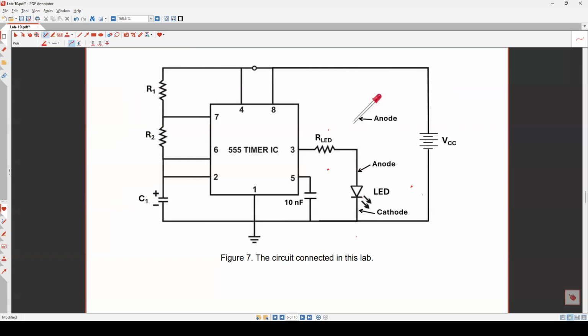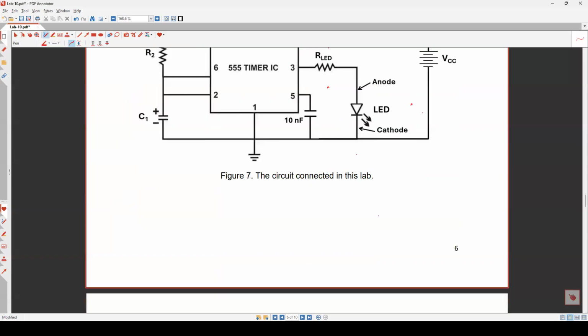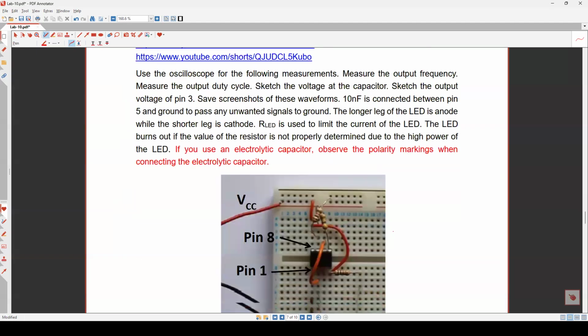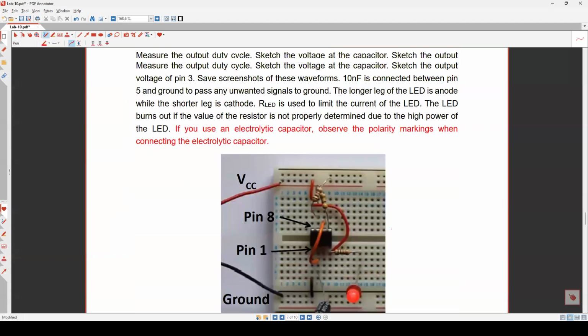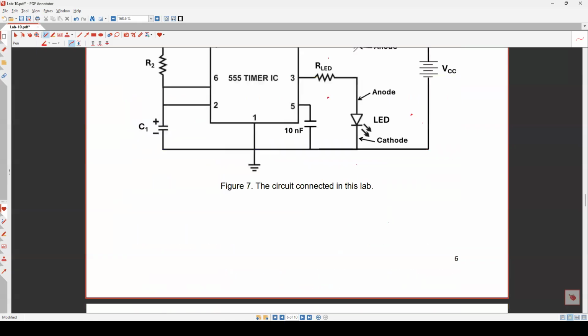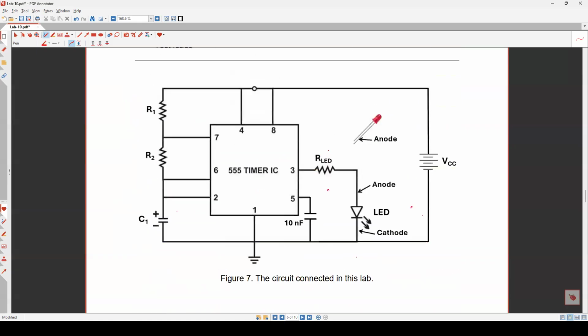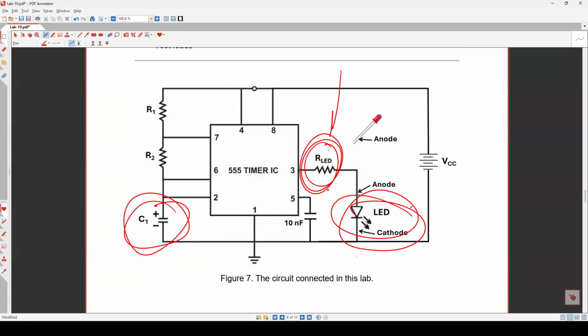What you have to do when you go to the lab is connect this circuit. It should be a very easy, very simple circuit, and I think I gave you a picture here for the connection. Again, the most dangerous part is the polarity of this one and the polarity of this one. You have to make sure they are correct, and you have to make sure you calculate a correct value for RLED. Otherwise, you are going to burn your LED.